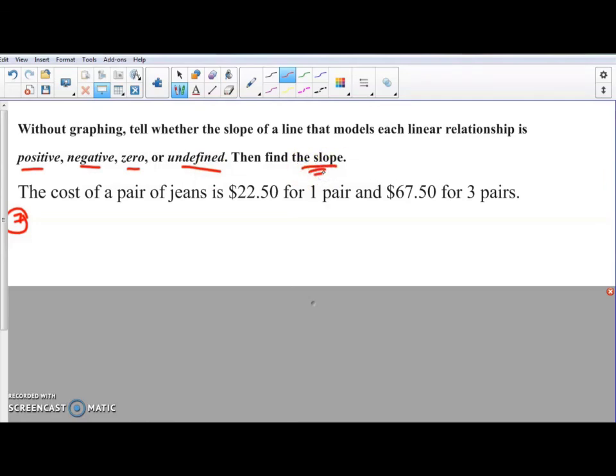So for this example, we're told that a cost of a pair of jeans is $22.50 for one pair and $67.50 for 3 pairs. So because it went up from $22.50 to $67.50 because we bought more pairs of pants, it's going to have a positive slope.